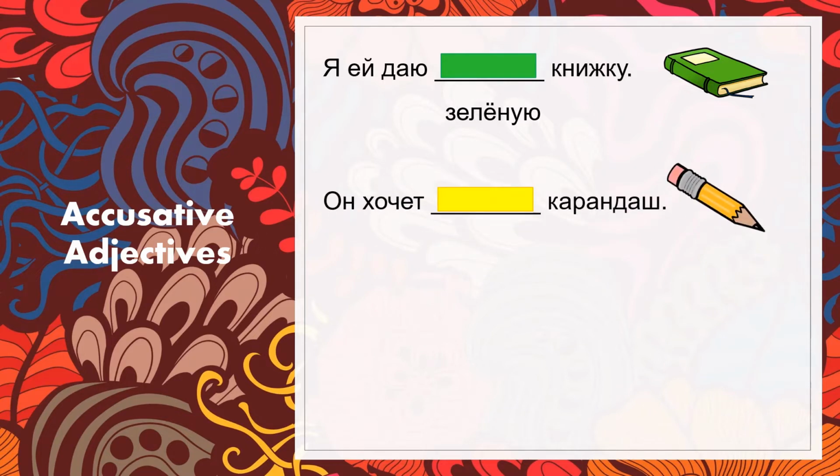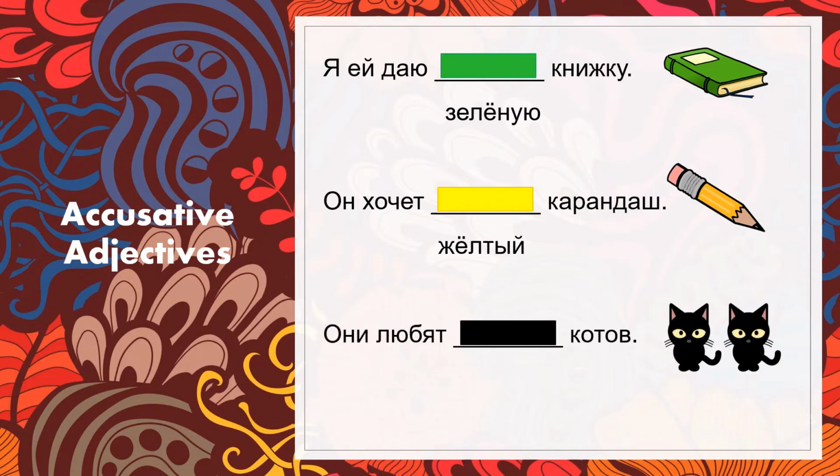Он хочет карандаш. He wants a pencil, but what kind? It's a yellow one. Since we're talking about a male inanimate object, the ending doesn't change from nominative. So, он хочет желтый карандаш.